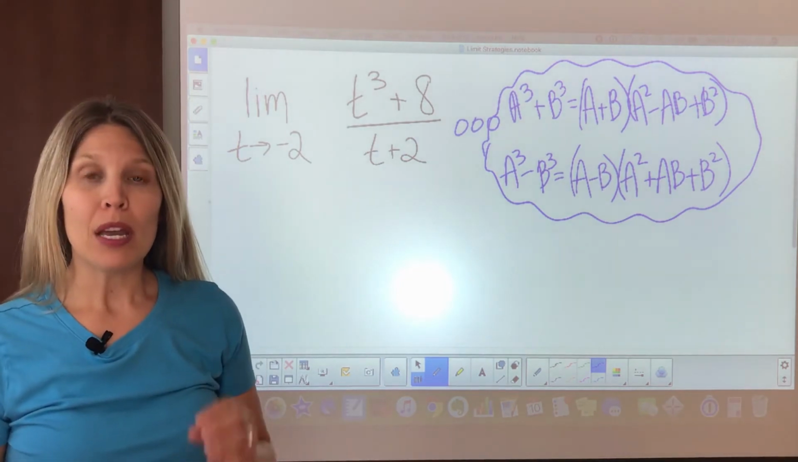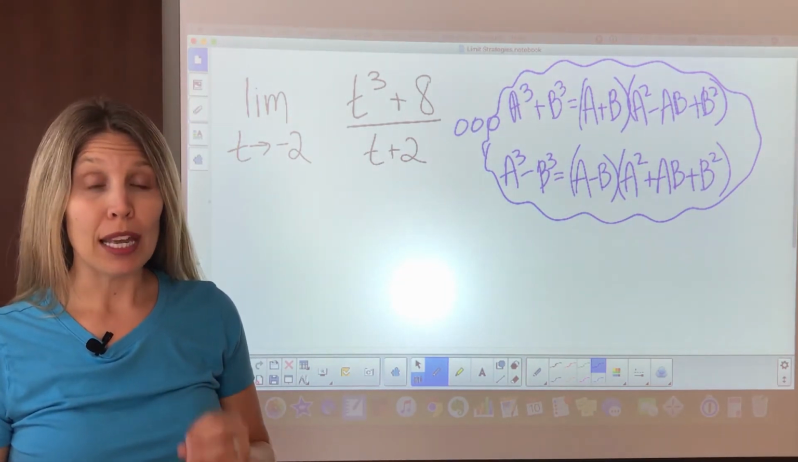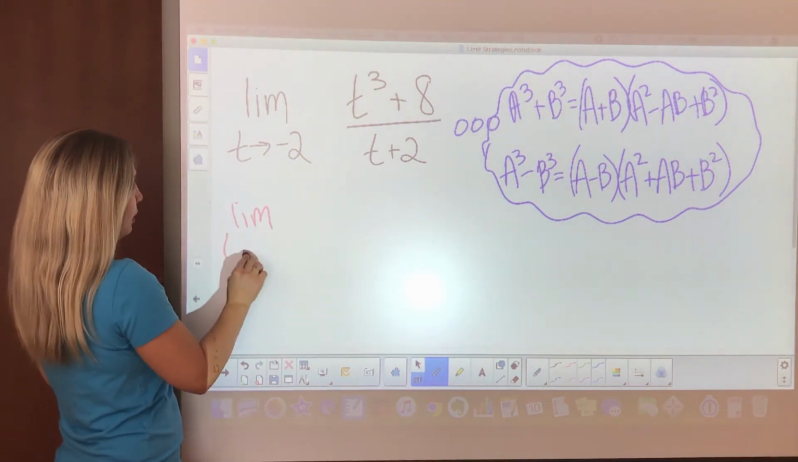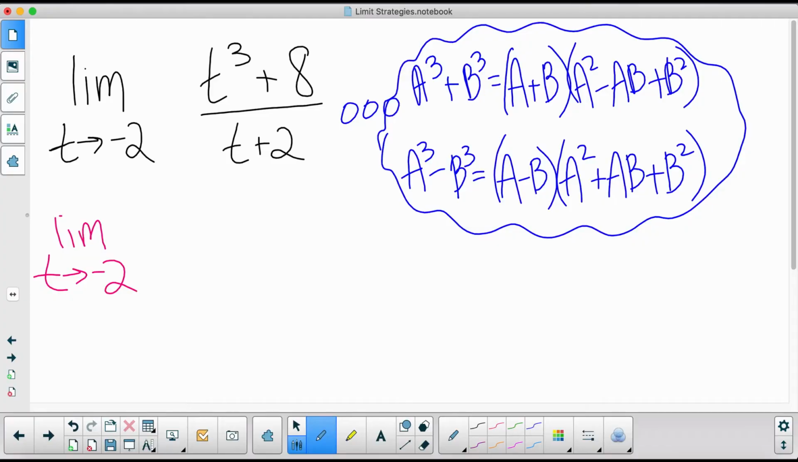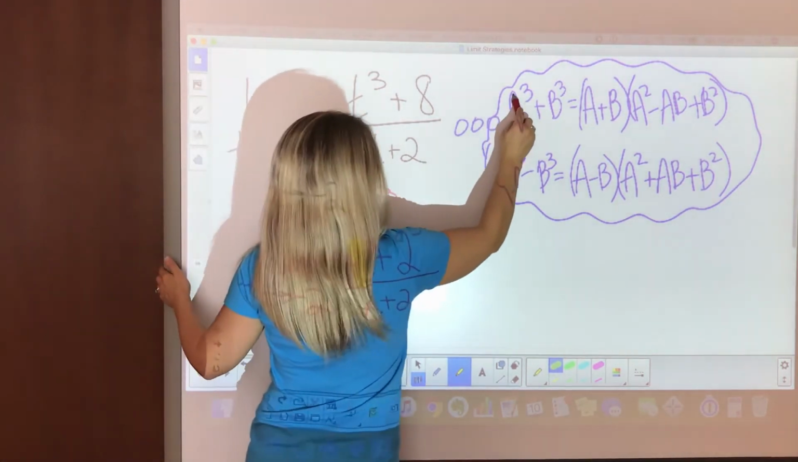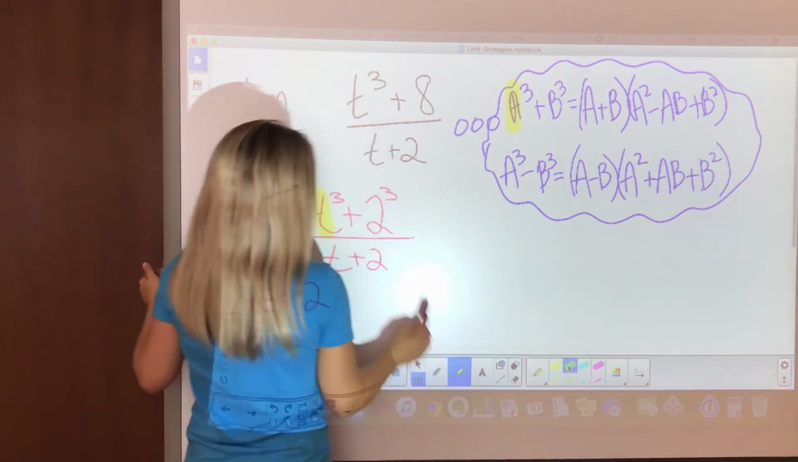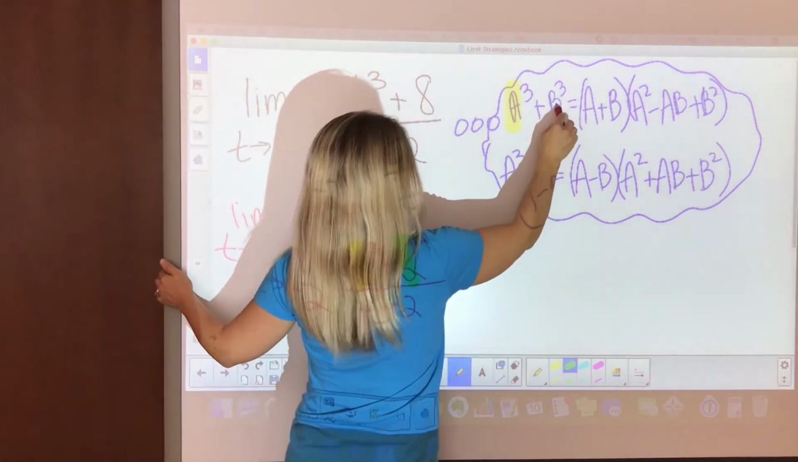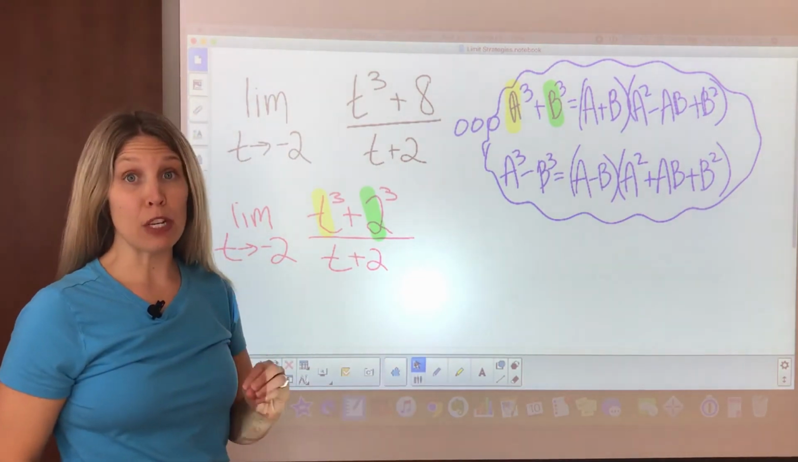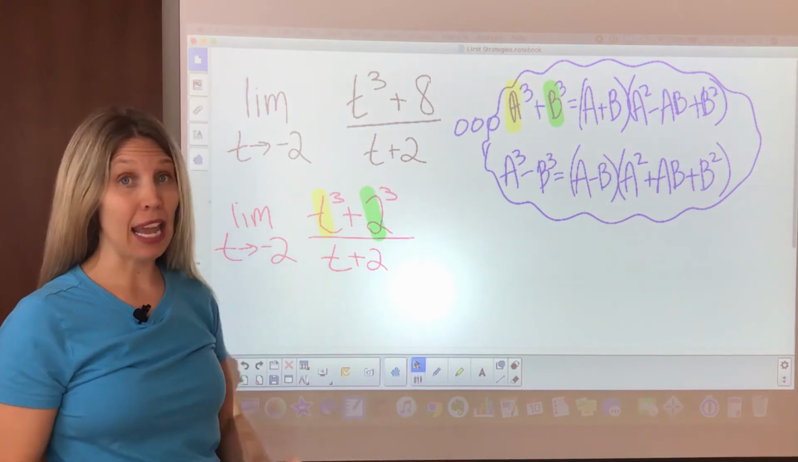In this problem, 8 can be written as a cubed, and hopefully you remember that it's 2 cubed. We're going to rewrite it as the limit as t goes to -2, and our numerator is t cubed plus 2 cubed, all over t plus 2. So in this problem, our t is our a value, and our 2 is our b value. That's the trickiest part. You need to make sure you're putting in 2 and not 8.